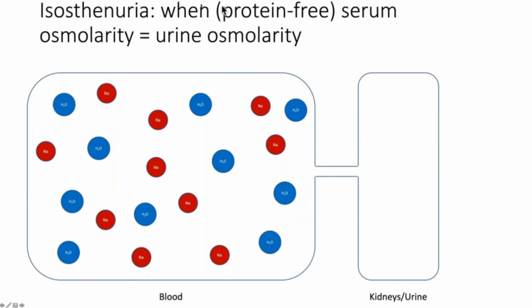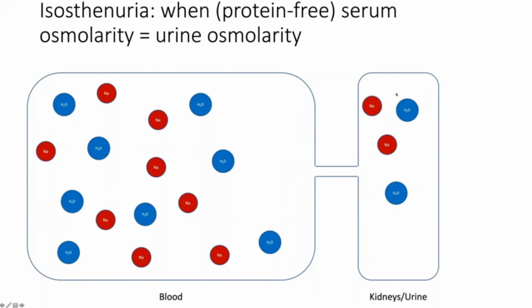Cool. So isosthenuria means that the protein-free serum osmolarity is the same as the urine osmolarity. So in other words, the osmolarity here is the same as the osmolarity here, right? Again, the specific gravity in this case is the same as it would be if you were to measure the specific gravity of the serum. If it was 1.010, the specific gravities of the urine and serum would be the same. Which again, the punchline is it probably means that it's an intrarenal injury. For practical purposes, this is how you're going to see it.